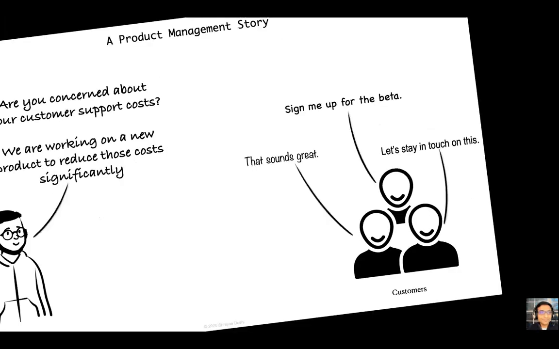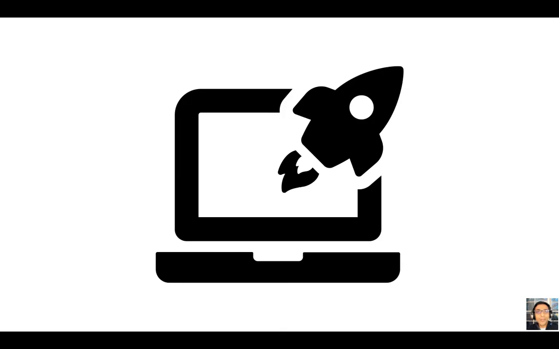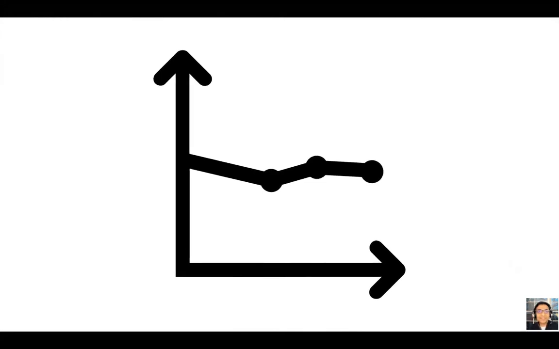Great. The team works hard, executes almost flawlessly on version 1 of the product, and launches it in just 6 months. Now, Andy goes back to the customers who had expressed interest in the product early on. He tells them that the product is ready for deployment. And then he waits.